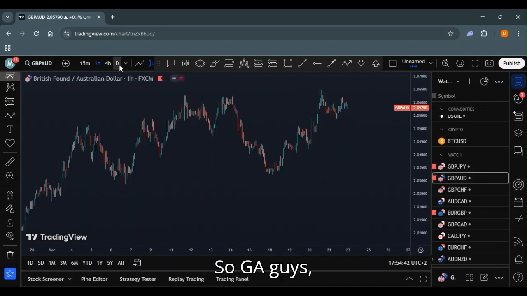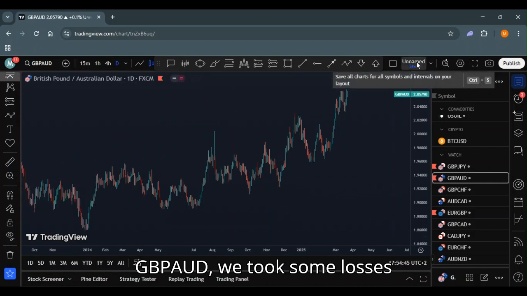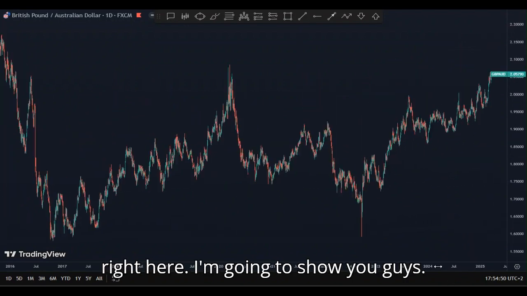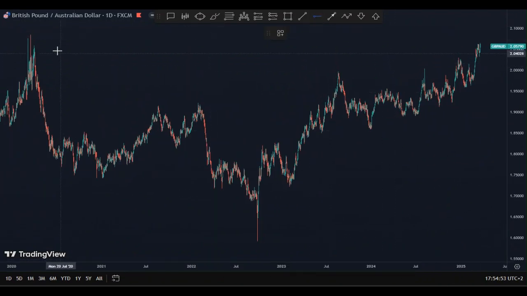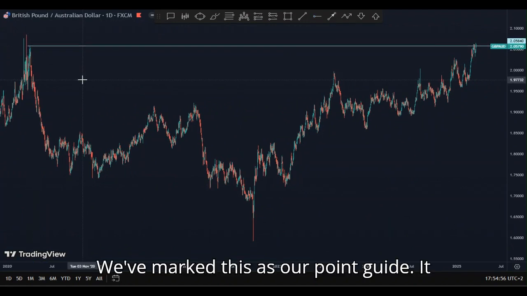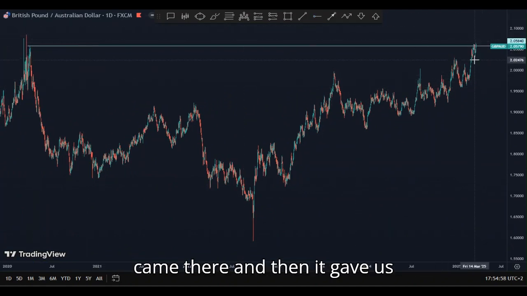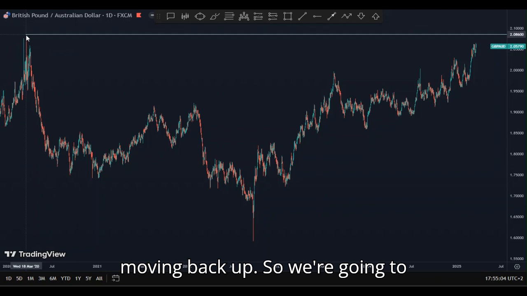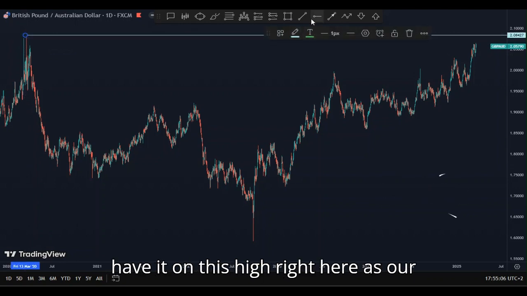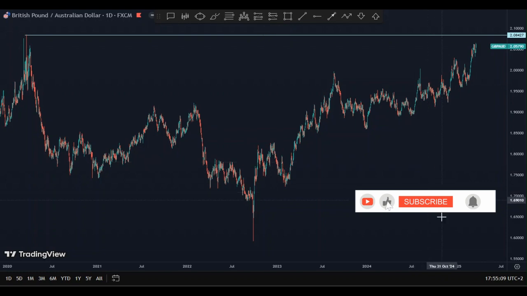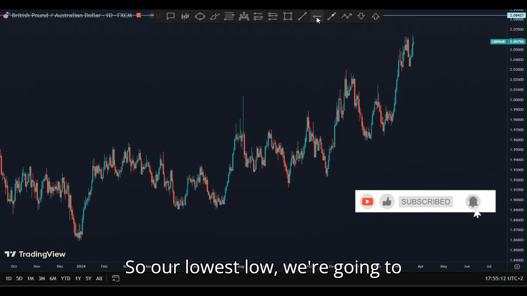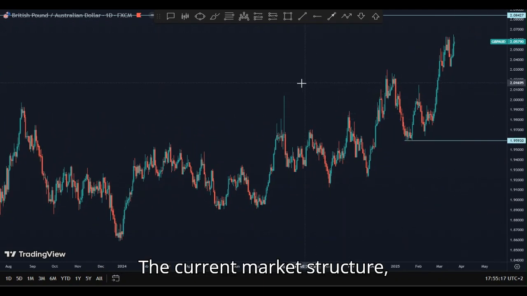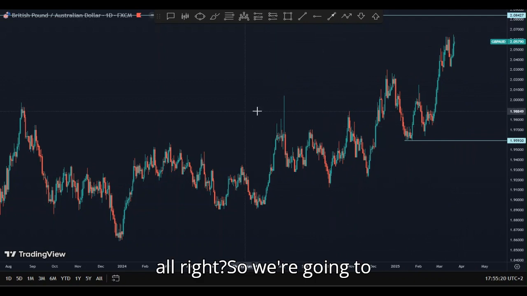So GBP AUD, guys, we took some losses last week on it. So we've been expecting it to sell from this point right here. I'm gonna show you guys. We've marked this as our point, right? It came there and then it gave us a nice short sell, but then now it's moving back up. So we're gonna have it on the high right here as our highest high. So our lowest low, we're gonna use the current market structure, guys. Alright.